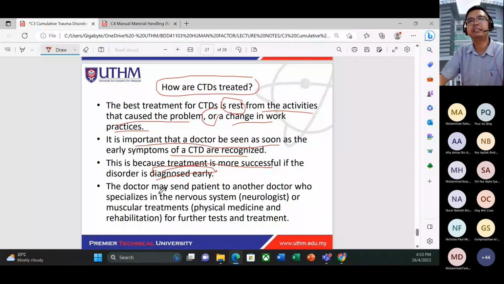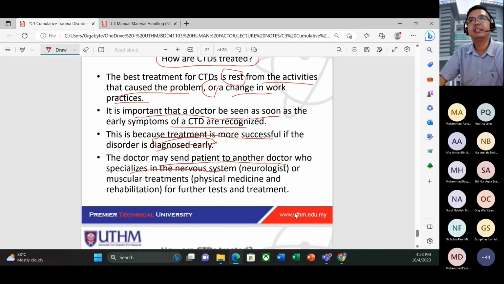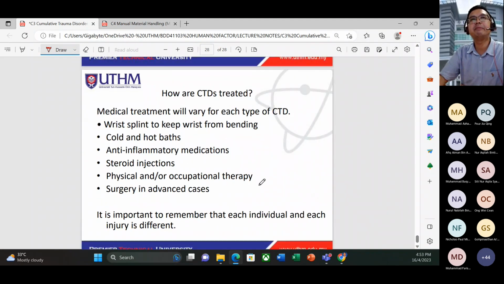And the doctor may send the patient to another doctor who specializes in the nervous system, a neurologist, or musculoskeletal treatment, physical medicine and rehabilitation, for further tests and also treatment. Then medical treatment will vary for each type of CTD. For example, medical treatment includes a wrist splint.